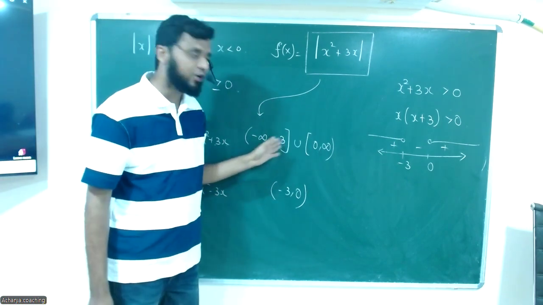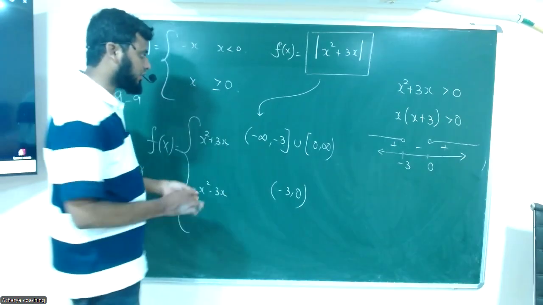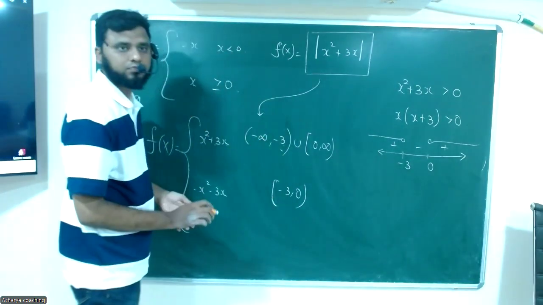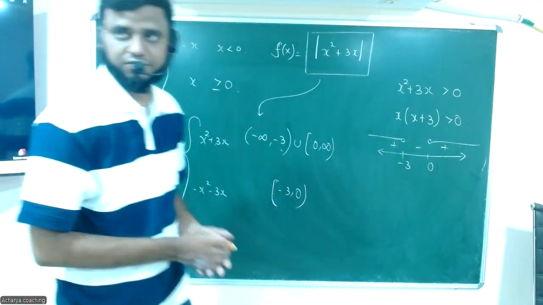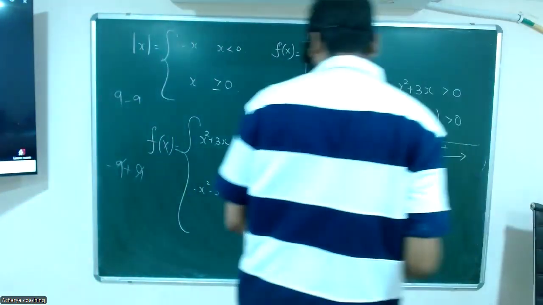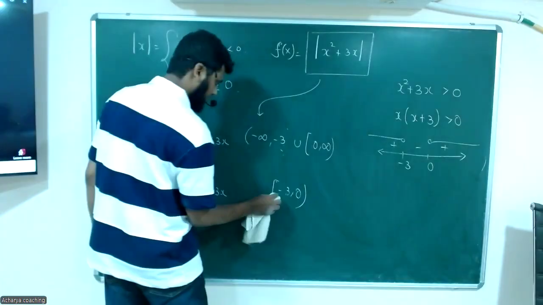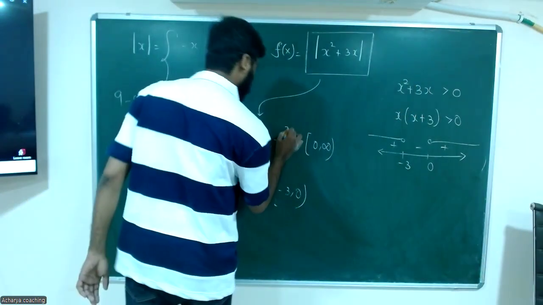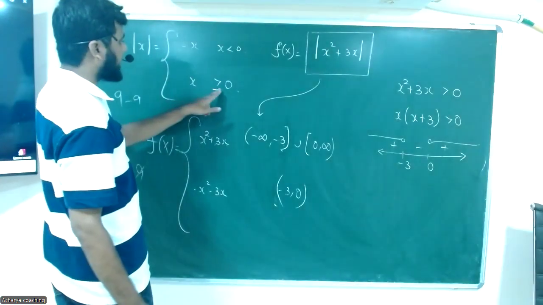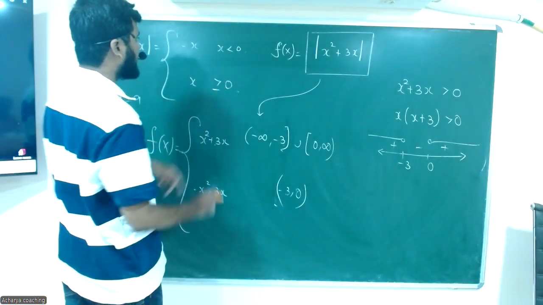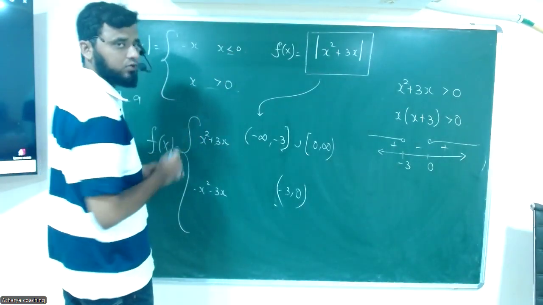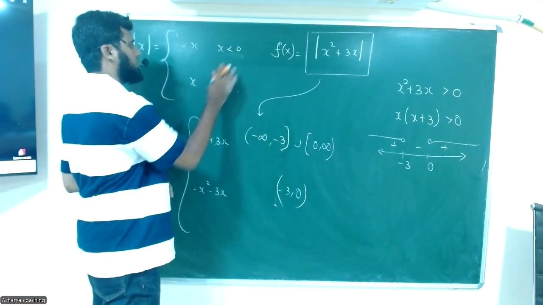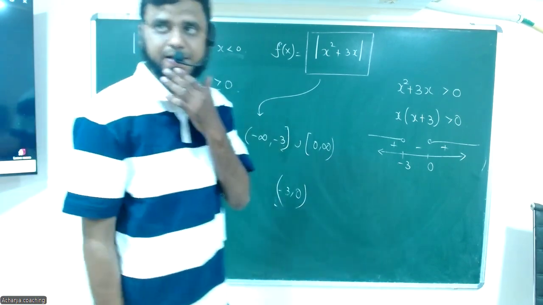Minus 3, either I can include here or I can include here. Here I can include. Anything is fine. Like for example, here, greater than or equal to 0 is here, so either I can include here also. Minus 0 is 0 only, plus 0 is also 0. Any doubt?